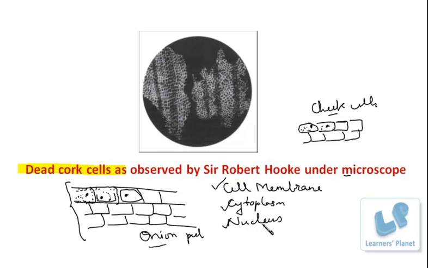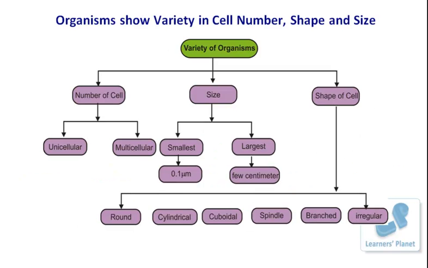So now let us focus on the various differences, and what type of differences could be there in the organisms. Let us just look at it. Well, here is a flow chart which is showing how these organisms vary from each other. See, the organisms show variety in terms of cell number, shape and size. That means the organisms vary in this way.